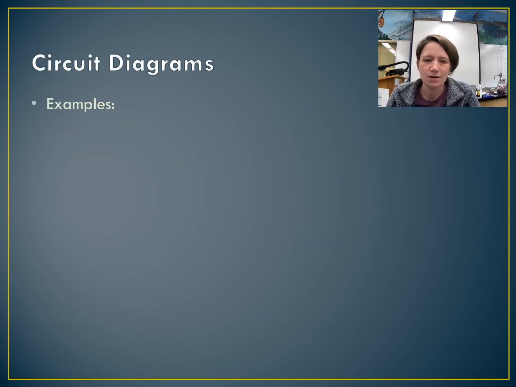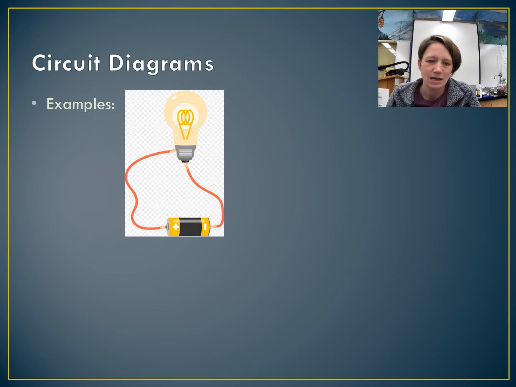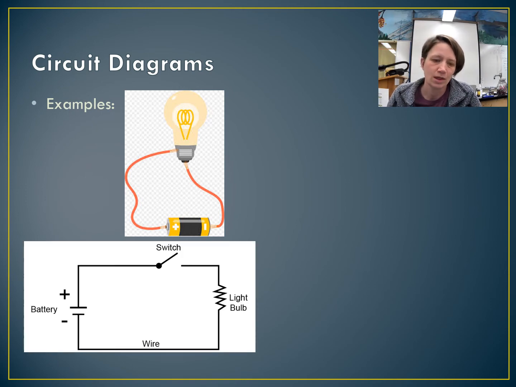Okay, so let's look at some put together circuit diagrams. If you actually wired up a light bulb like this, you could draw a picture of this circuit in a physics way, which would be known as a circuit diagram that includes the symbols for those components instead of the components themselves. So that circuit diagram would be similar to the one shown below, although there's not a switch in the picture, but most light bulbs will have switches on them.